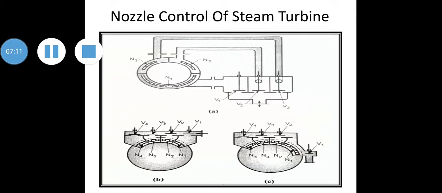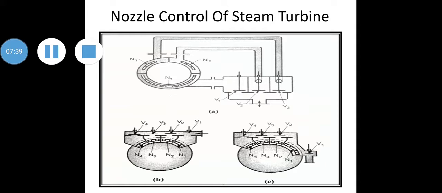So what is this used for? In order to control the supply of steam through these nozzles. Now in figures B and C, we are able to understand that the number of nozzle groups may vary from 3 to 5 or more. Various arrangements of groups of nozzles and valves can be employed. Two arrangements are shown in figures B and C.